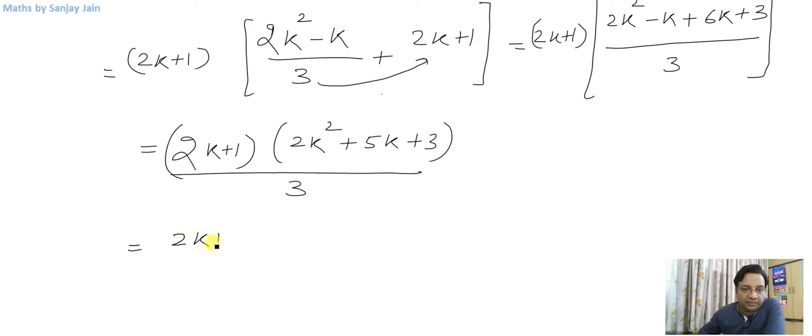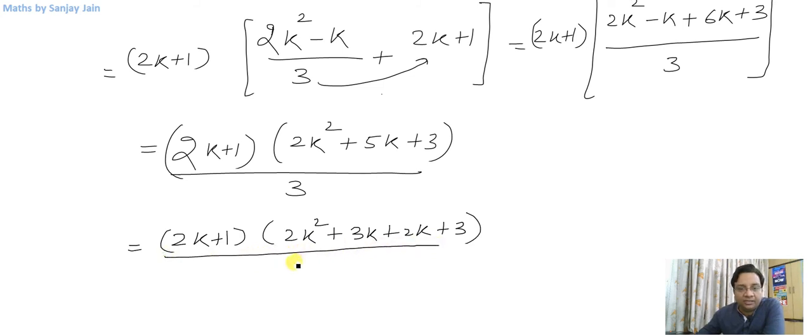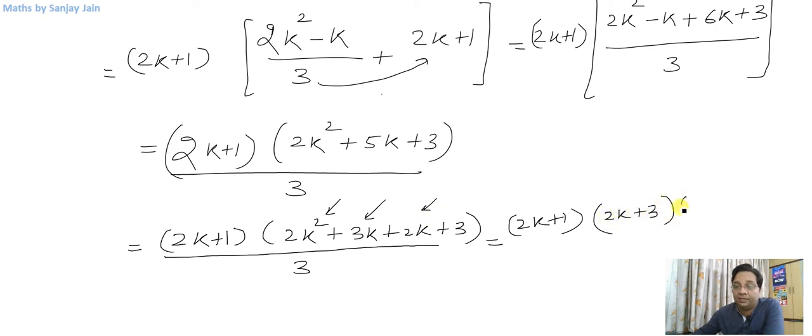Let's split the middle term: 2k squared plus 3k plus 2k plus 3. This is exactly the same kind of factorization we have done in a previous question, in this exercise itself. So 2k plus 1, if I take k common from the first two terms, I'll have 2k plus 3, and if I take 1 common from here, I'll have 2k plus 3. So I'll have 2k plus 3 into k plus 1 divided by 3, right?